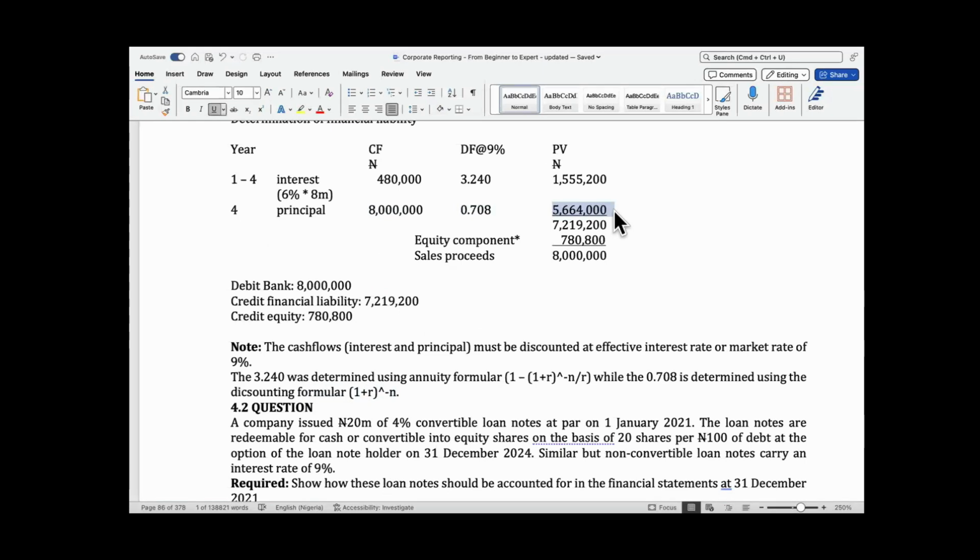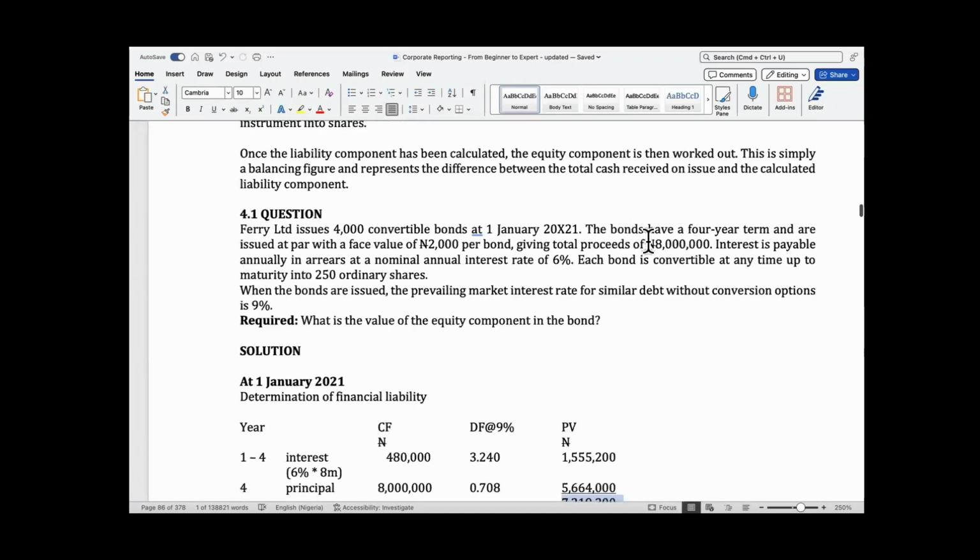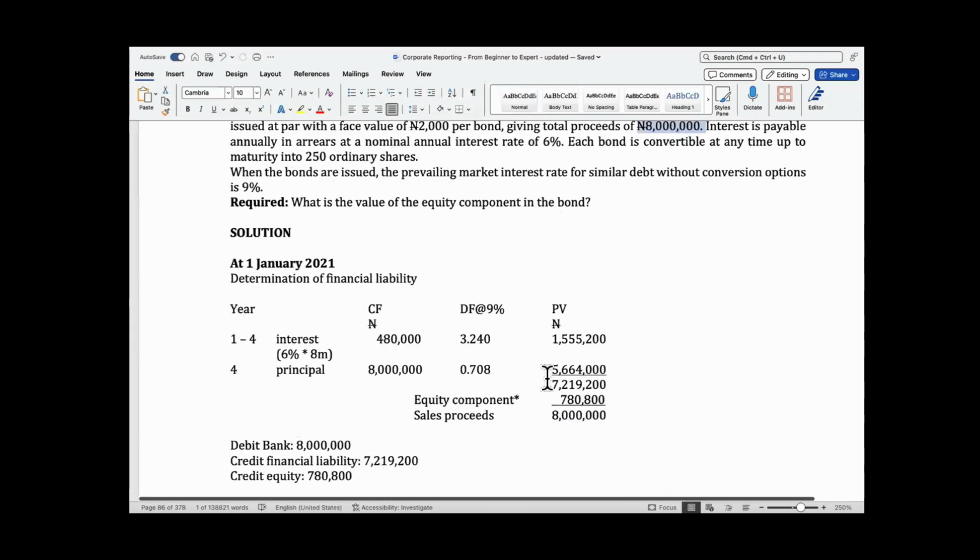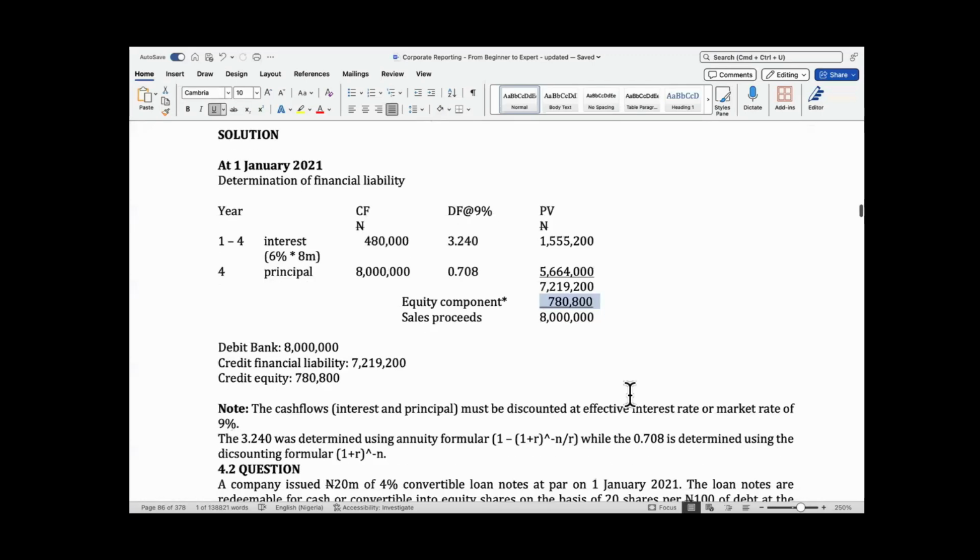If you add the two together, this 5.6 and 1.5, it gives you 7.2 million. And this 7.2 million is the value of the liability. So we are saying that out of this 8 million that we borrowed, 7.2 million represent the value of the liability. Then the equity component becomes the balancing figure. That is, the money we borrowed, 8 million, minus the value of the liability. If you punch your calculator, the balance is going to be 78800.